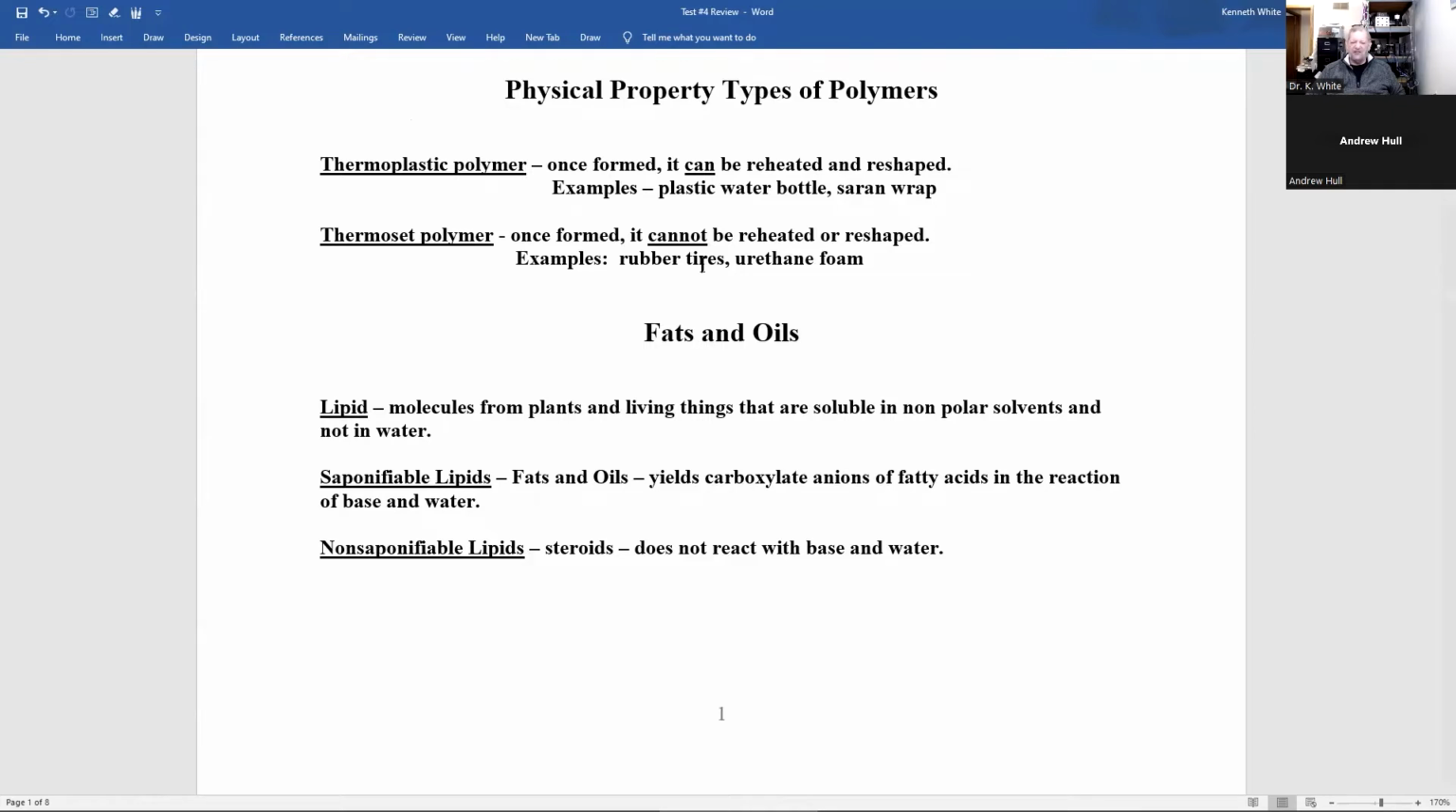And what would be an example of that? Car tires, rubber car tires, or any kind of tires. I'll put in for now, rubber car tires. And another one is urethane foam insulation. Once you make it, you can't cut it up, reheat it, and reshape it.